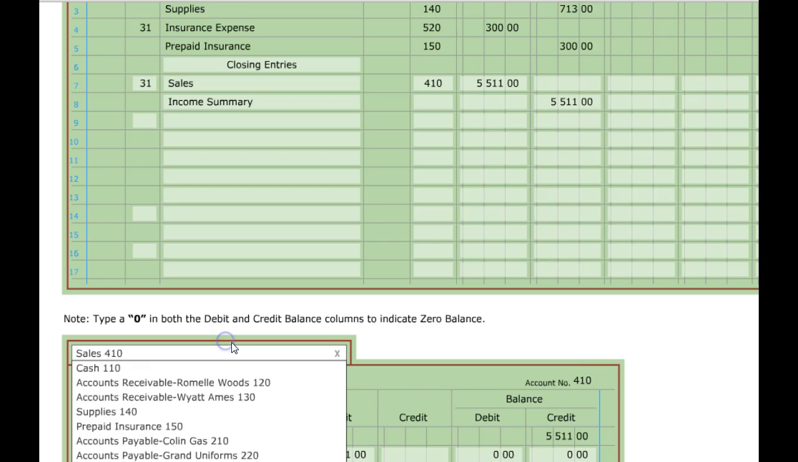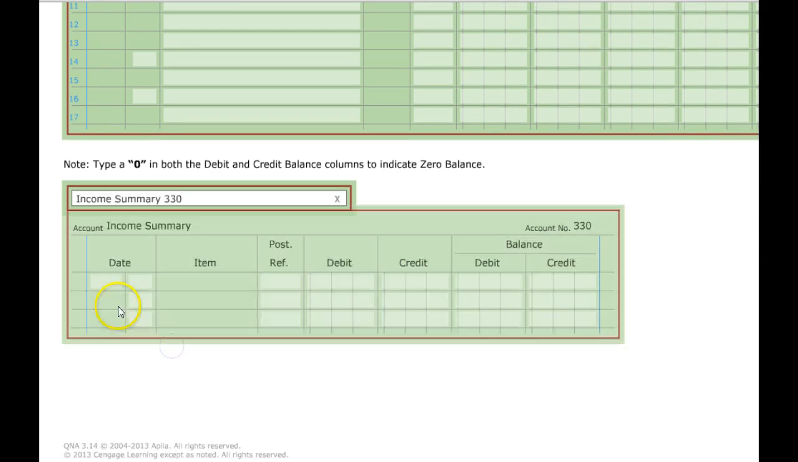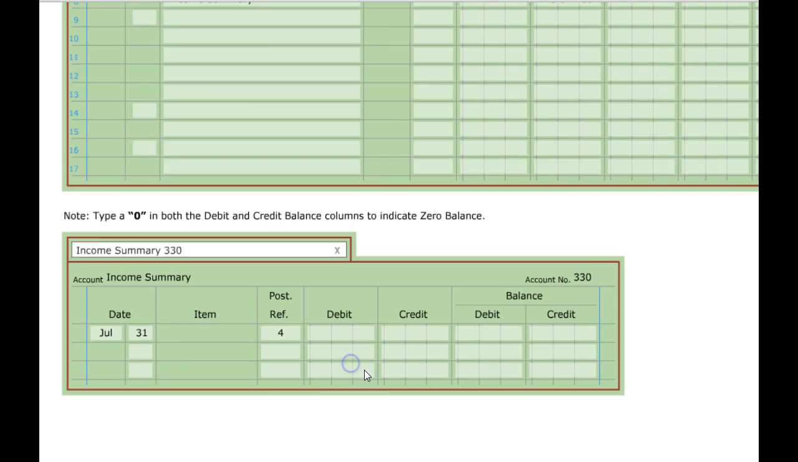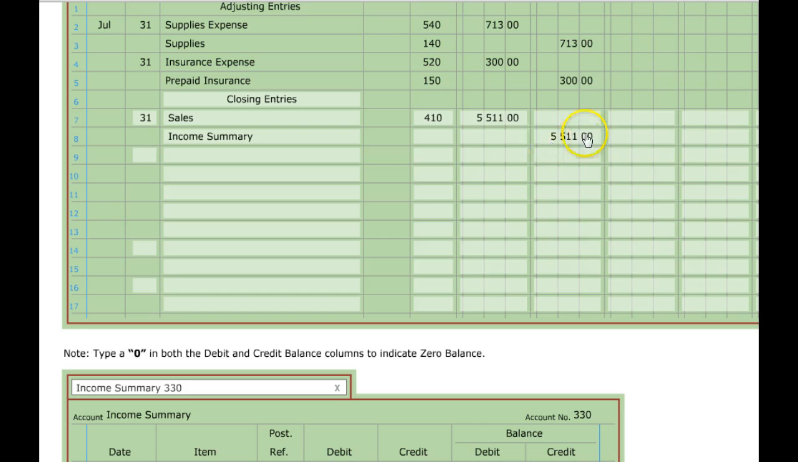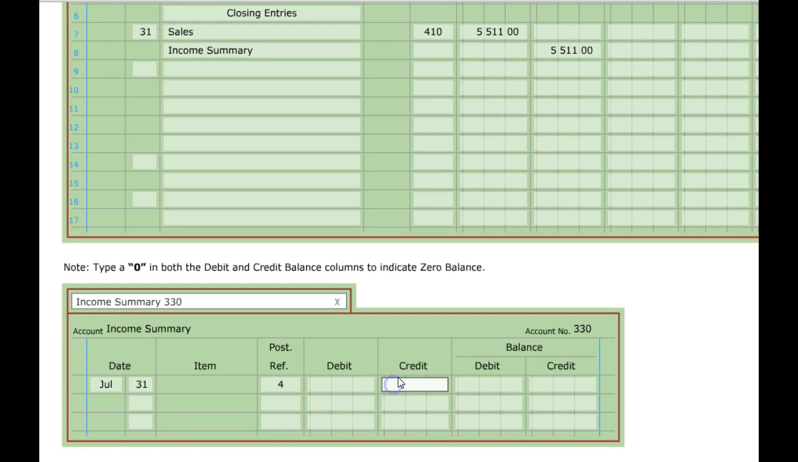All right, income summary, same deal. We're going to go to income summary, and we're going to put down the date, which is July 31st, and then we'll put page 4. Because it's a credit entry right up here, we're going to credit 5,511 right down there. And then because there's no balance, automatically by default it will have a balance of 5,511. All right, so then we'll put down the account number 330.